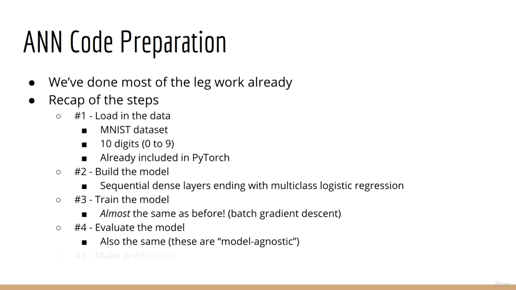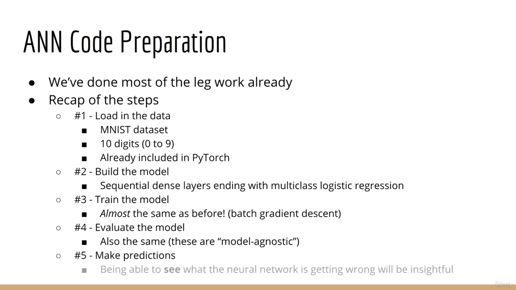Step number 5 is to use the model to make predictions. We'll do something interesting in this section, which will be to look at which predictions the neural network is getting wrong. This might give us some insight on why the neural network is doing what it's doing.